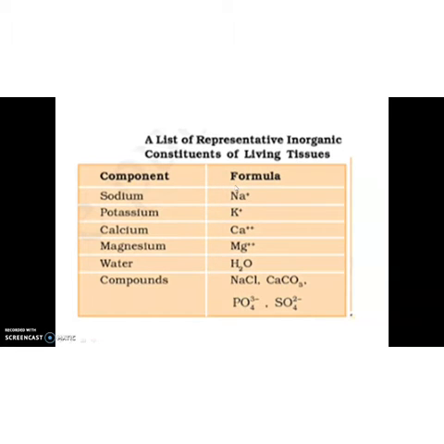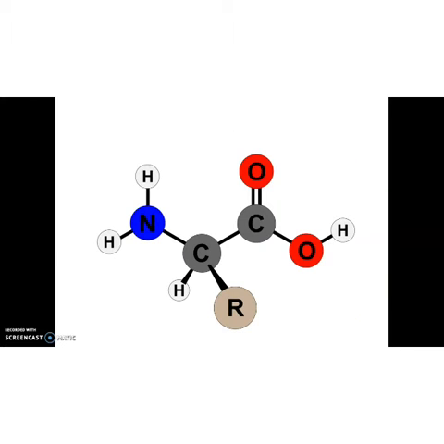And one more table is there in our textbook, a list of representative inorganic constituents of living tissues. Presence of sodium, potassium, calcium, magnesium, water and other compounds are there. From a chemistry point of view, we can identify functional groups like aldehydes, ketones, aromatic compounds, etc. But from a biological point of view, we shall classify them into amino acids, nucleotide bases, fatty acids, etc. Okay, so first of all, let's discuss amino acids.